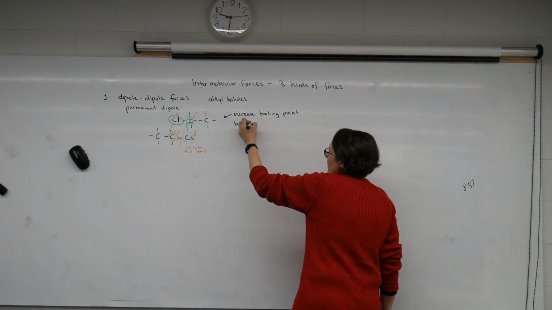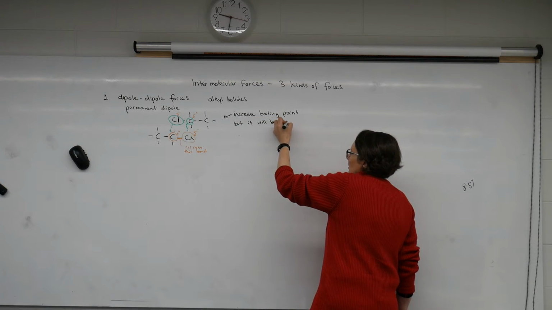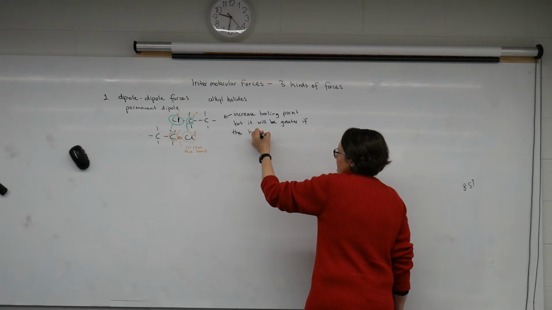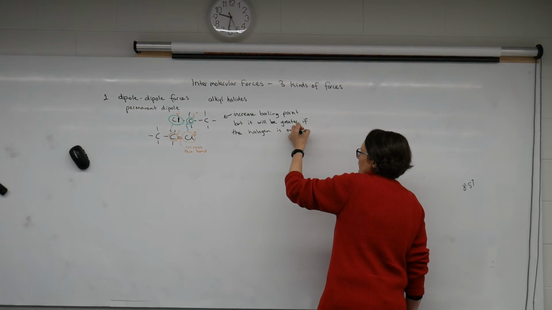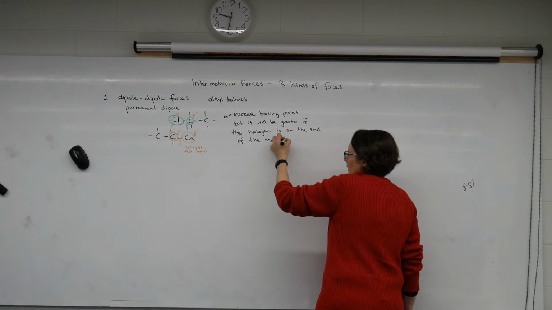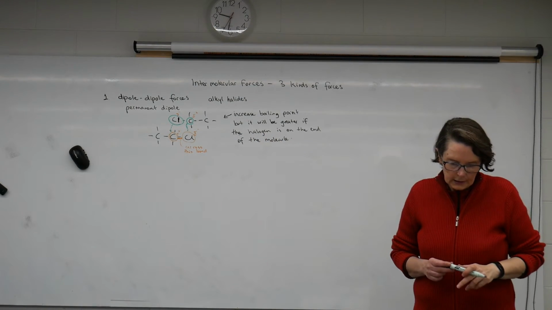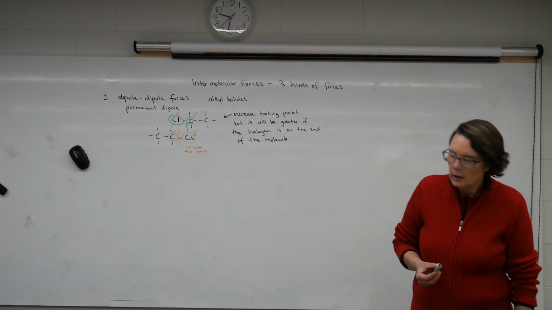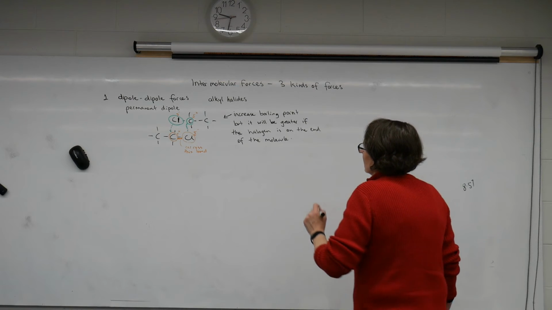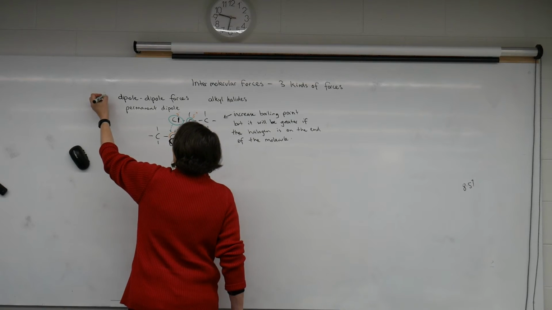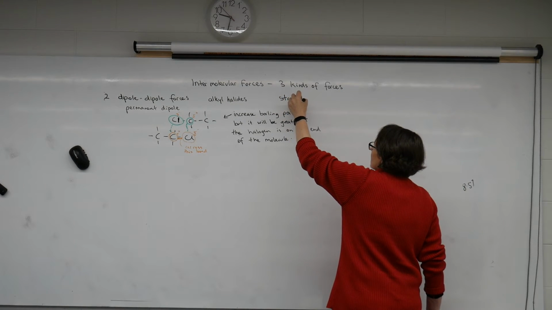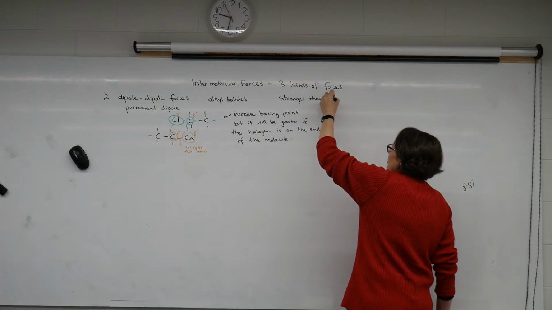But it will be greater. So these are still weak, but they are stronger than the temporary dipole. That should be number 2. Okay, and so if we think this is stronger than dispersion.